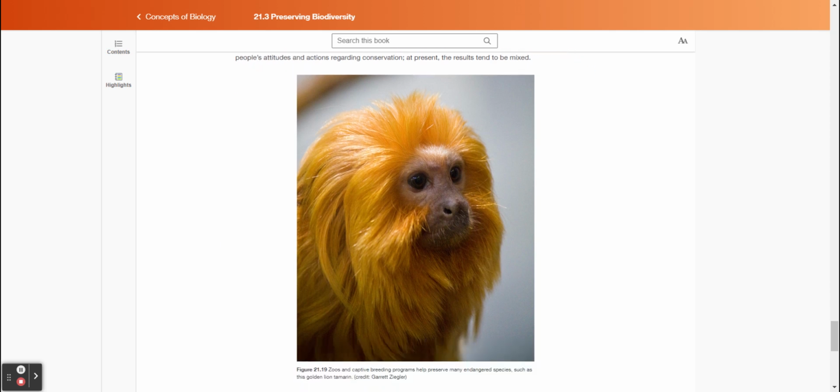Figure 21.19. Zoos and captive breeding programs help preserve many endangered species, such as the golden lion tamarin.